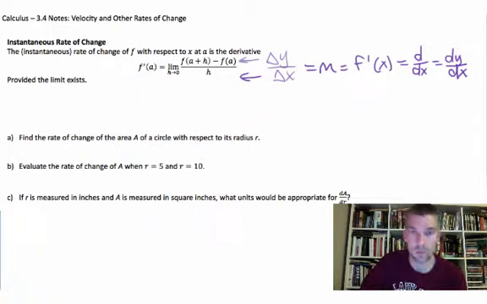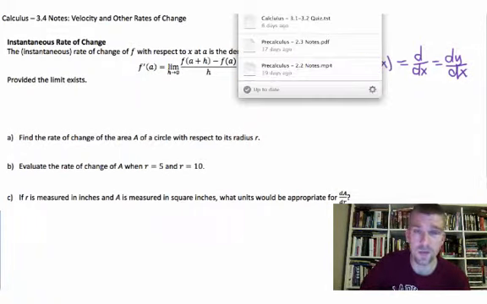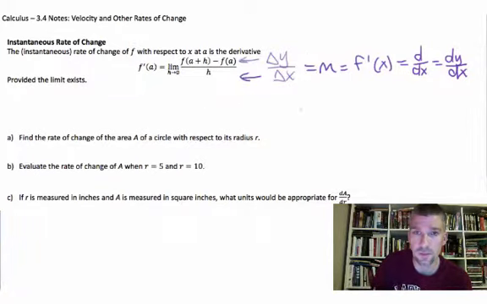Well, what does that mean for you? That means that we can find instantaneous rates of change. You can do any instantaneous rates of change by just simply finding derivatives.